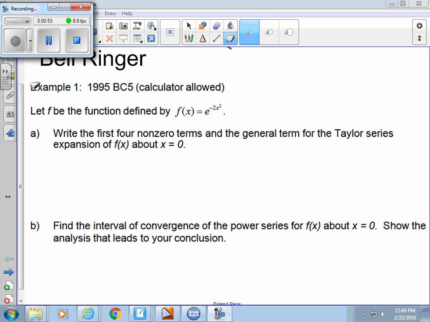All right, so let's start with this 1995 BC5. This is a calculator allowed problem. Most sequences in series are not calculator allowed. This one was. It was from 1995. They would never make this calculator allowed again because your calculator can do all those derivatives for you.